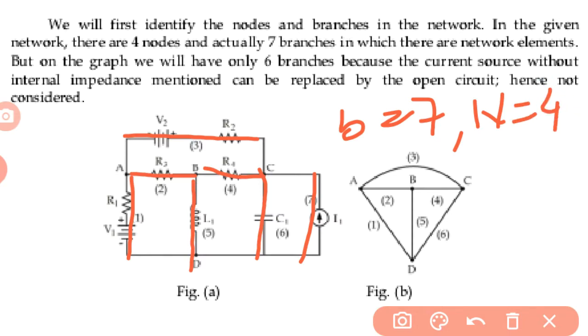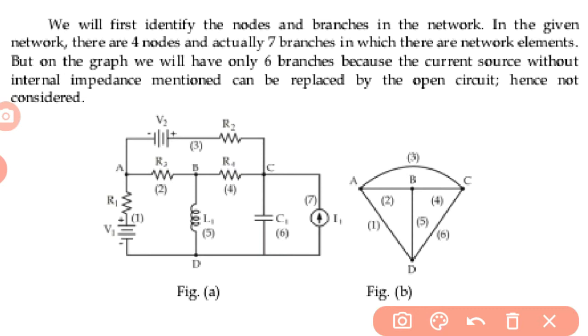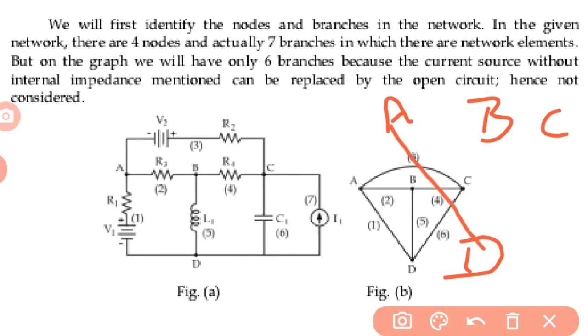So in this case, when you draw the graph, first we are representing the nodes. That means the number of nodes is equal to 4. 1, so that is A point. Next B node, C, and the reference node is D. From here, branch 1 is connected between A and D. Next, the second branch is A to B. Next, the third one is A to C. Next, the fourth one is B to C.